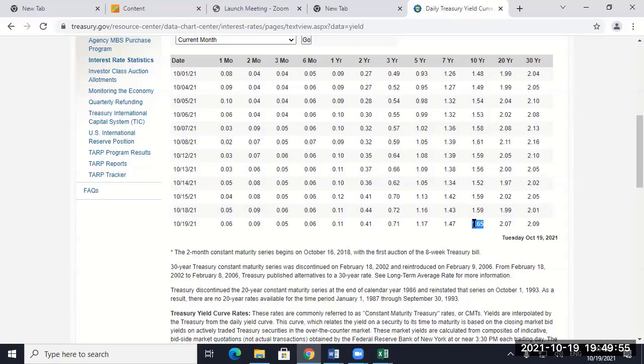So what do you do at this 1.65? You do need to address that in your paper. You can't just say in your paper, I'm going to use the 10-year treasury without adjustment, and not talk about the fact that it's so low.